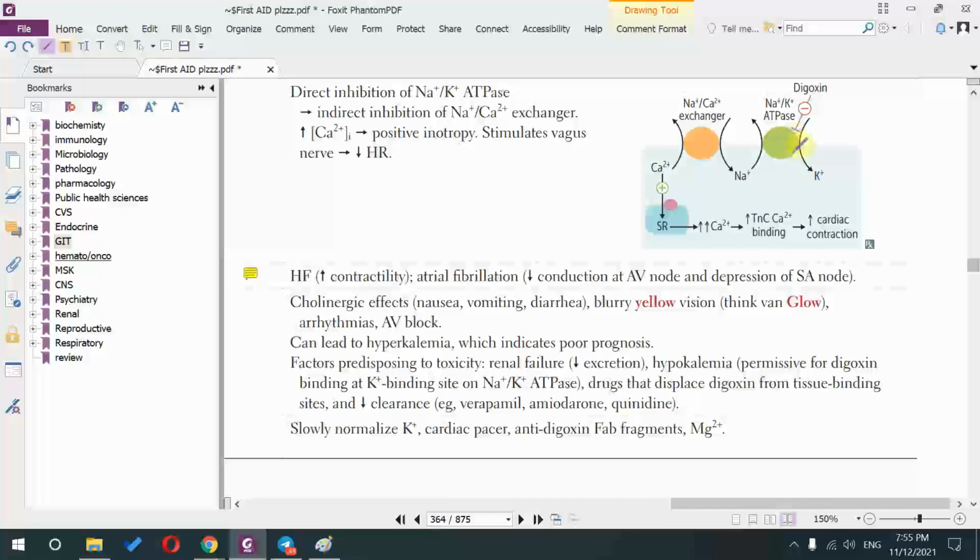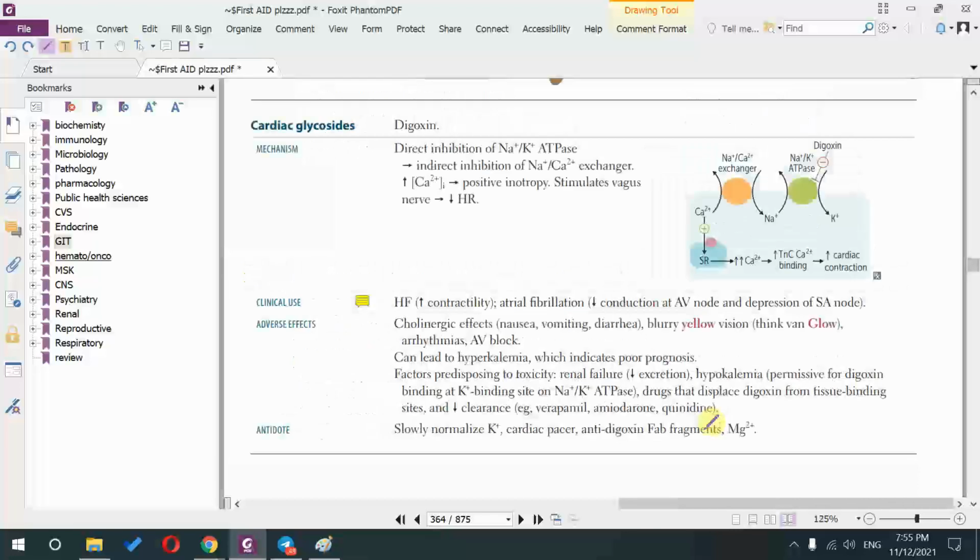Drugs that displace digoxin from tissue binding sites and decrease the clearance include the following. So basically, in different words, do not give these drugs with digoxin because they displace it from the tissue and make it released into the circulation, which makes it more toxic, including verapamil, which is a calcium channel blocker, amiodarone, which is a class 3 anti-arrhythmic drug, and quinidine, which is basically an anti-malarial drug.